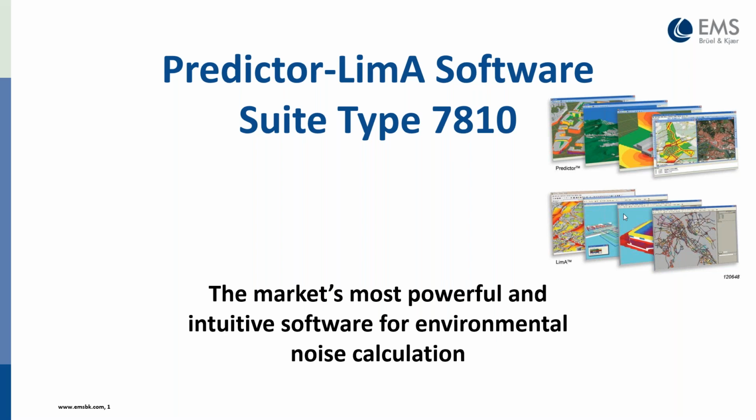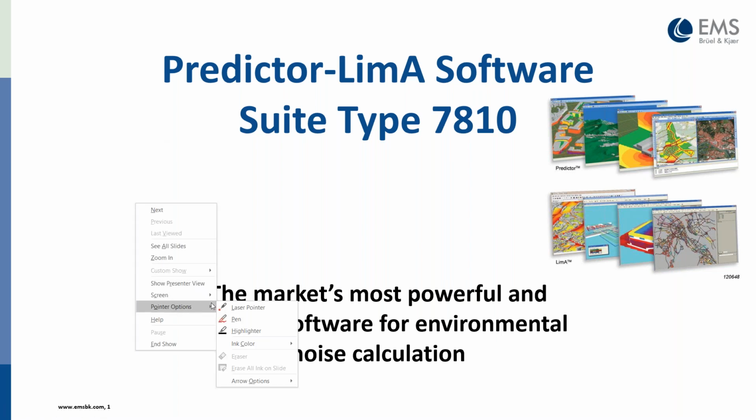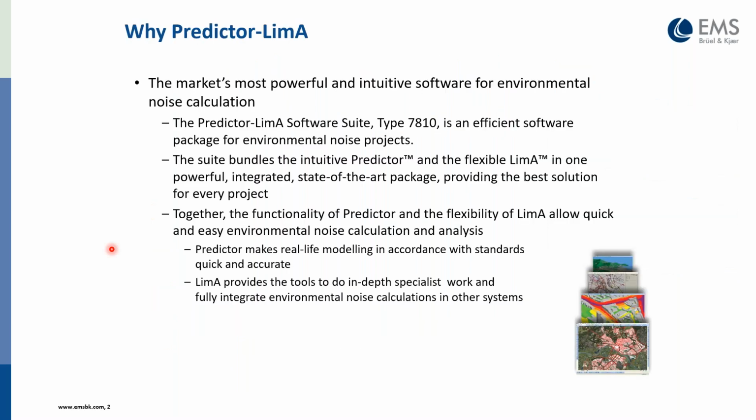So Predictor LimA is the market's most powerful and intuitive software for environmental noise calculation. The reason for this is that it's an extremely efficient software package for environmental noise projects because it bundles a range of software, the two most important ones being Predictor and LimA. Predictor is intuitive and enables you to do real-life modeling in accordance with standards very quickly and accurately. And LimA is a very flexible solution which provides tools to do in-depth specialist work and also to fully integrate environmental noise calculations in other systems such as GIS or traffic management systems.